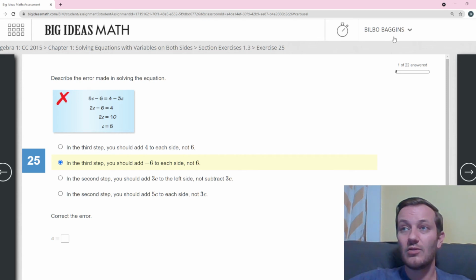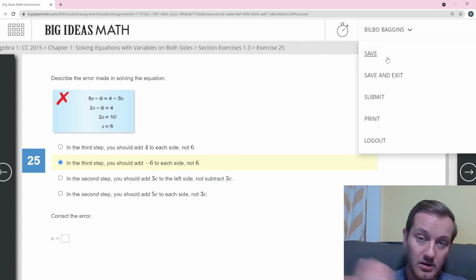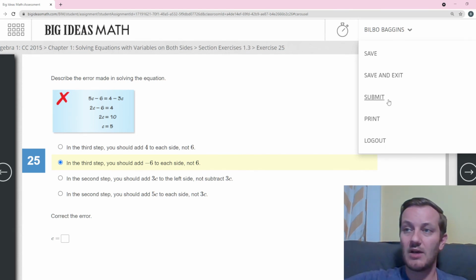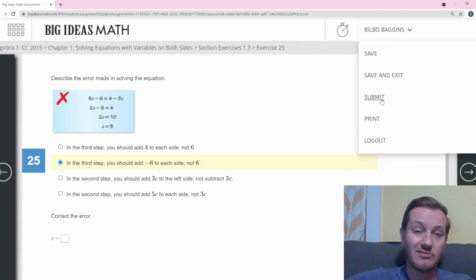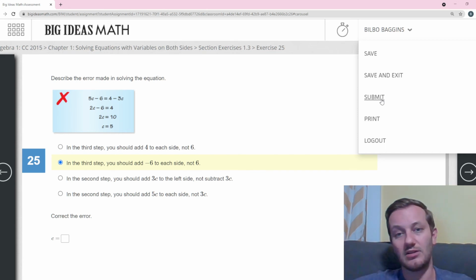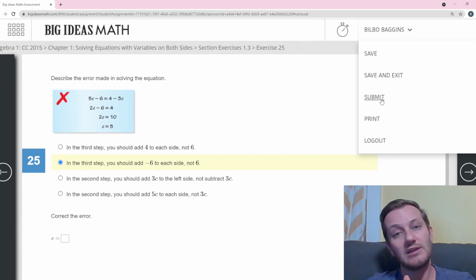And then, when you're ready, you could actually save your work by clicking on your name. You could save and exit, but chances are you're just going to be hitting submit when you're done. And when you hit submit, that's when I get access to all of the data, and I can see how you're doing and who needs help and what's the most frequently wrong question that we can then go over as a class.